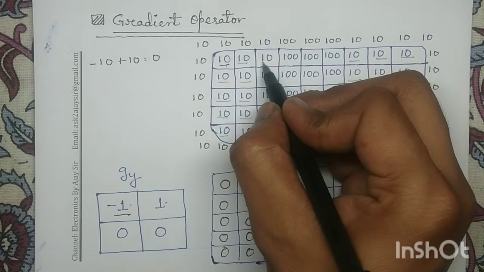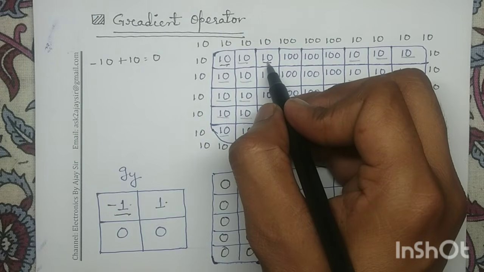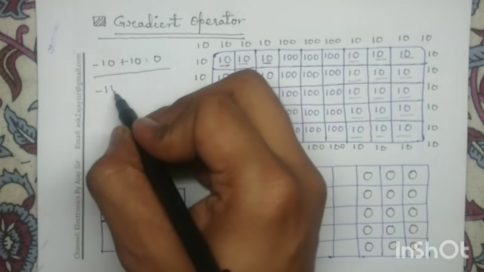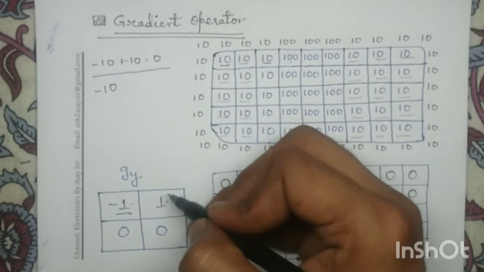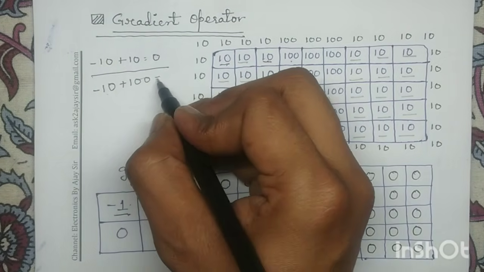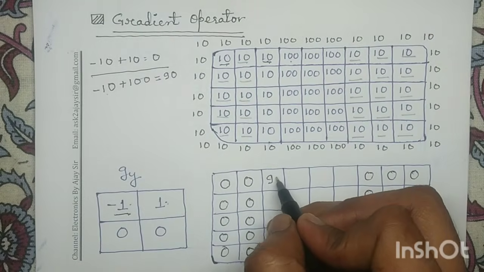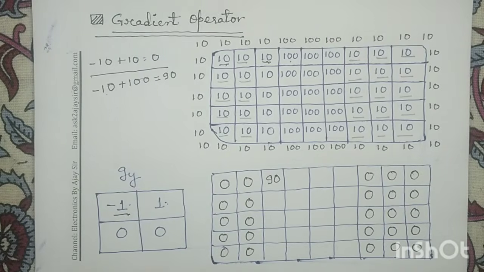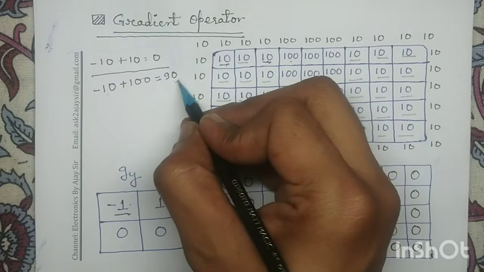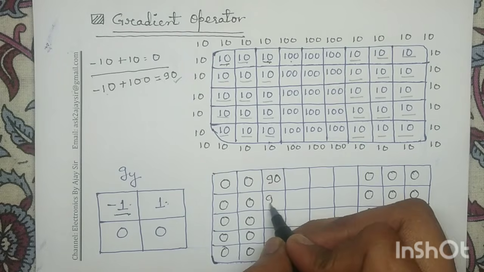Now we will apply the center of this mask at this point. By applying the center of this mask at this point, this pixel value 10 will be multiplied with this coefficient minus 1 and this pixel value 100 will be multiplied with this coefficient 1. So if I determine the response, minus 10 plus 100, it becomes equal to 90. So for this particular pixel, we have determined the response, that is equal to 90. In the similar manner, if you determine the response for these 4 pixels, you will get the same response, that is equal to 90. So let me write the response for these 4 pixels, that is equal to 90.